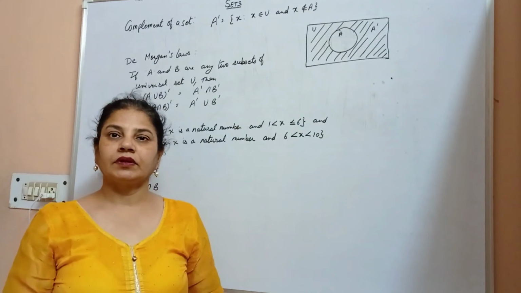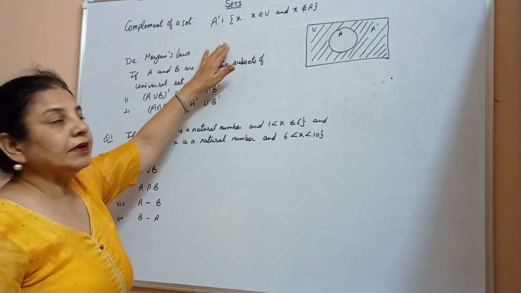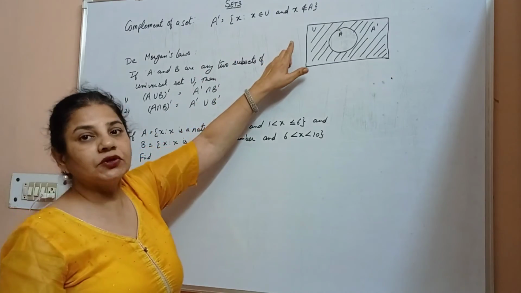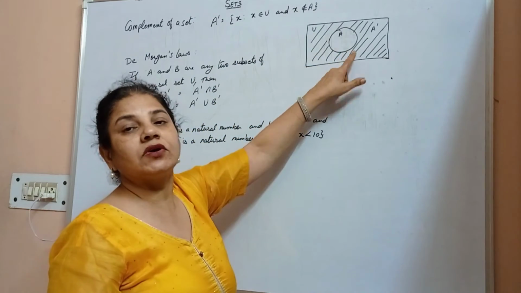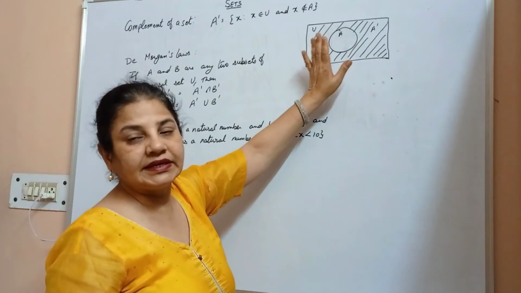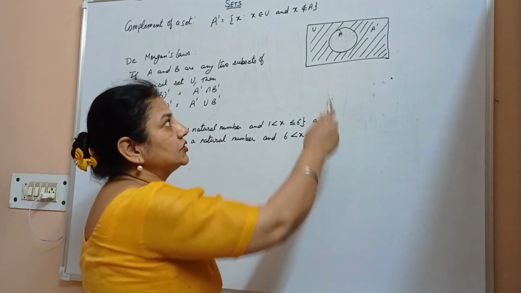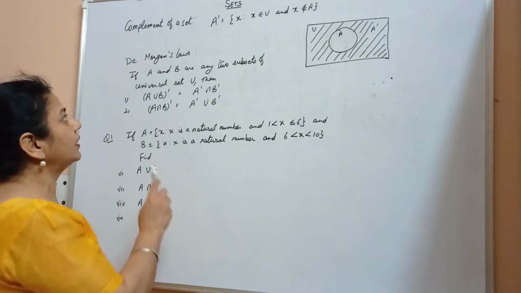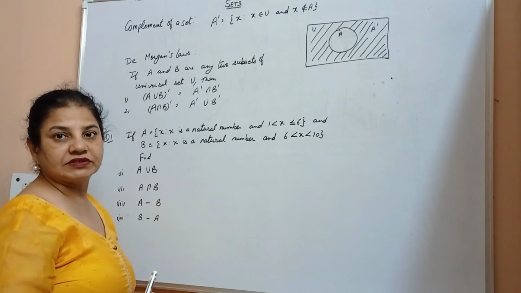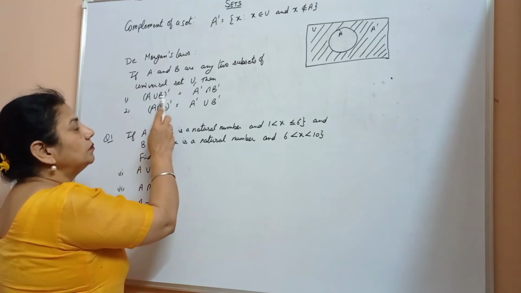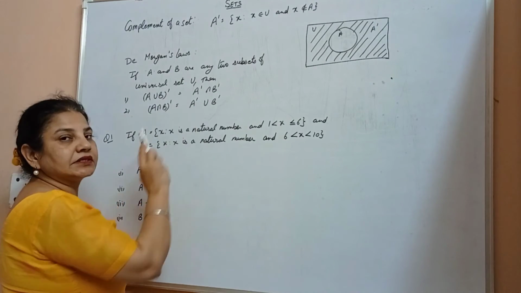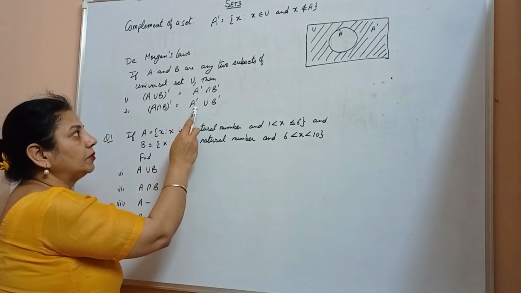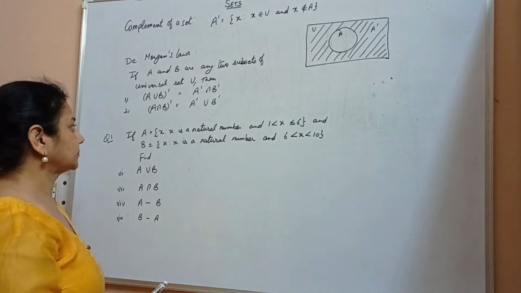Complement of a set. A complement is equal to {x belongs to the universal set and x does not belong to A}. If U is a universal set and A is a set, we consider all the elements of the universal set except the elements of A. That shaded region is the complement of set A. De Morgan's law says that if A and B are two subsets of a universal set U, then (A union B) complement is equal to A complement intersection B complement. Or we can say (A intersection B) complement is equal to A complement union B complement.